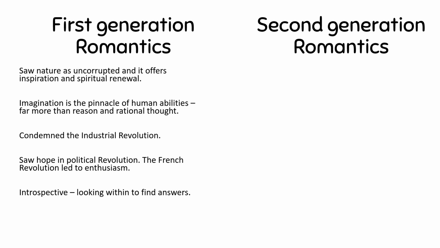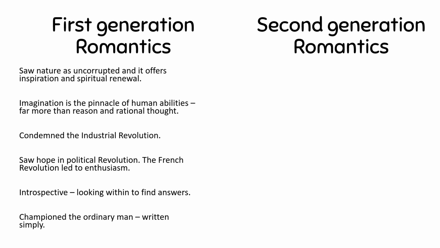First generation romantics are very introspective. They very much look inside themselves to find those answers. And they championed the ordinary man. They wrote simply because they wanted to share those ideas, not just with the educated elite, but with all people. And you can see that Blake's poetry is written in this very simple style.